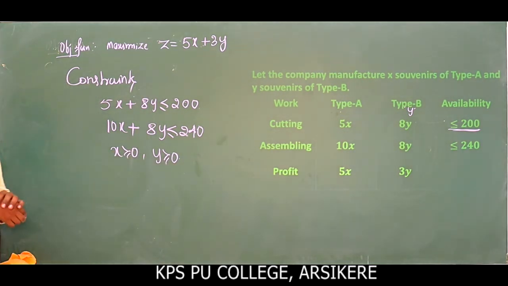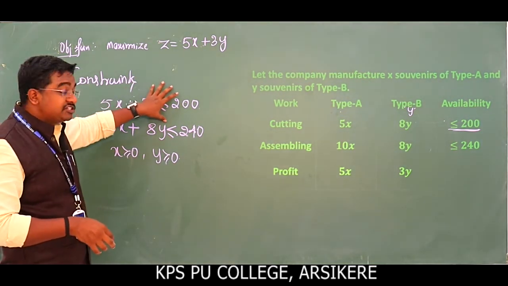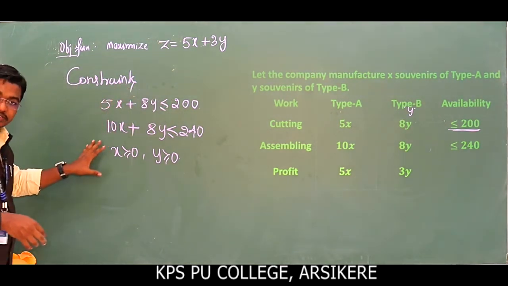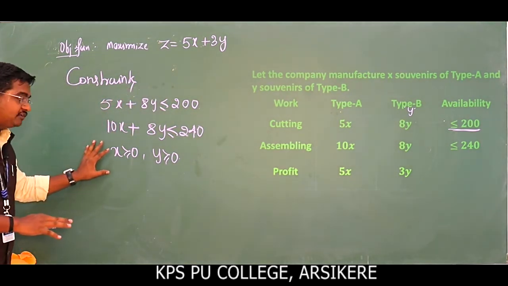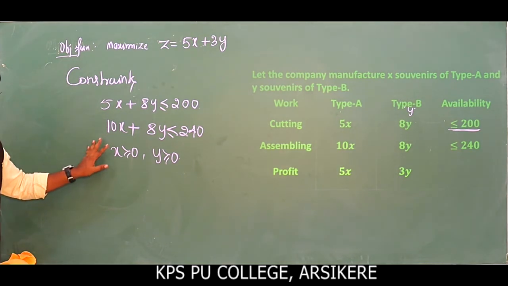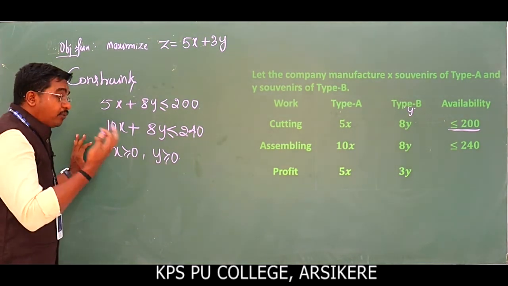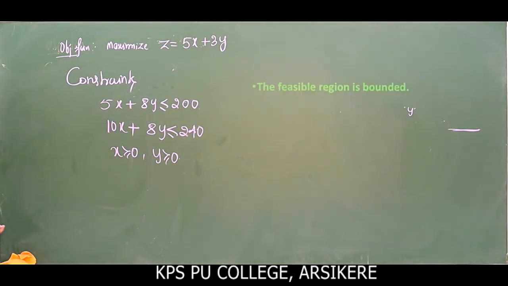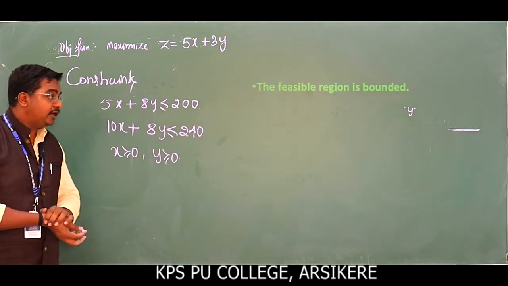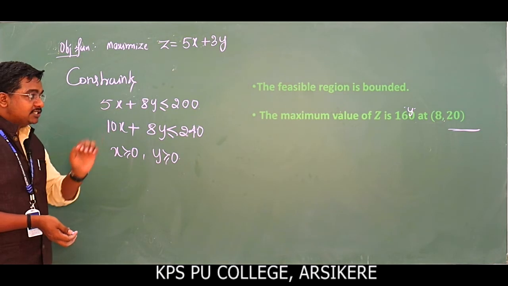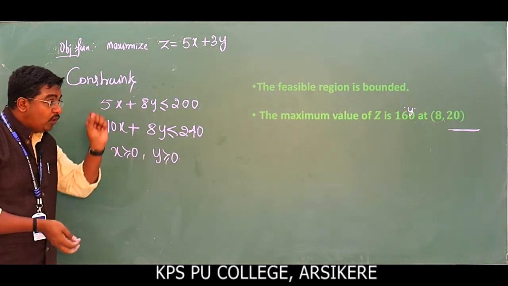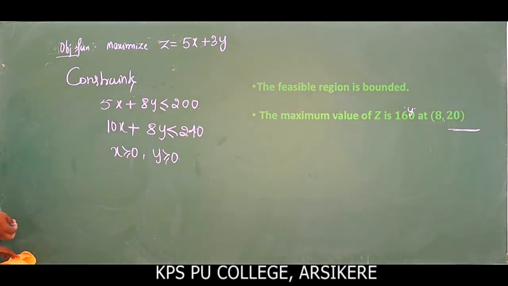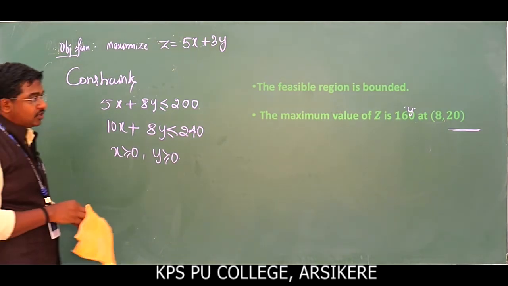The first and foremost step is to find the feasible region for the given constraints. After drawing the feasible region, we find that it is a bounded region. The feasible region is bounded. The maximum value of Z is 160, where it attains at the point (8, 20). That is, x is equal to 8 and y is equal to 20.